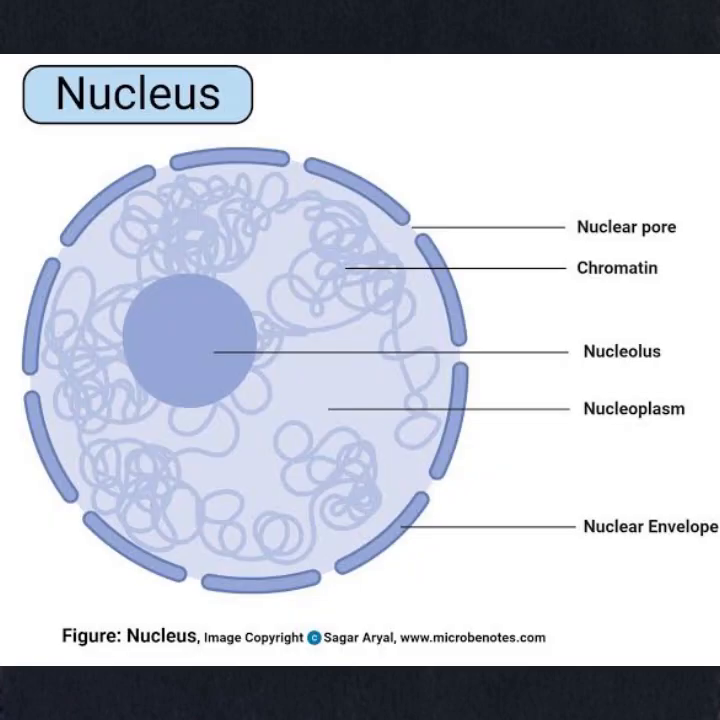Now let's know about the most important structure of the cell, that is nucleus. The nucleus contains genetic material or the hereditary material, that is DNA. It sends signals to the cell to grow, mature, divide and die. It is surrounded by a nuclear envelope that separates DNA and the rest of the cell.